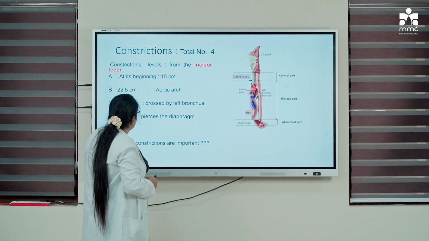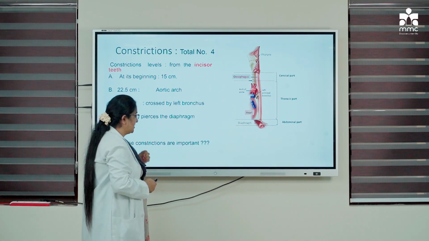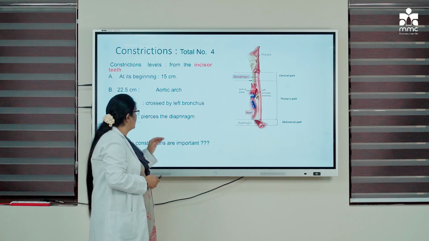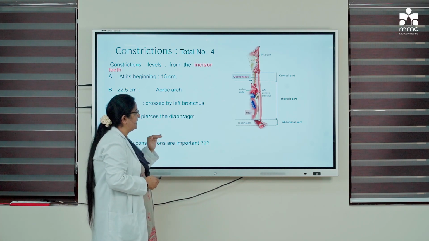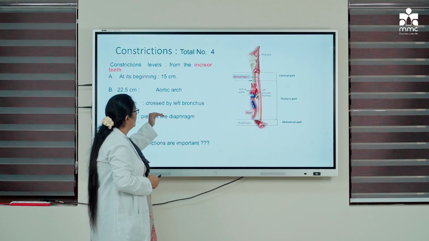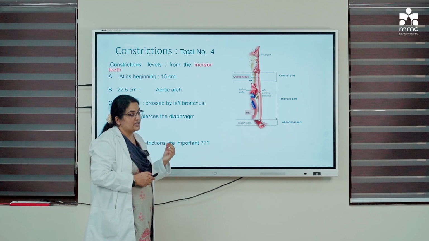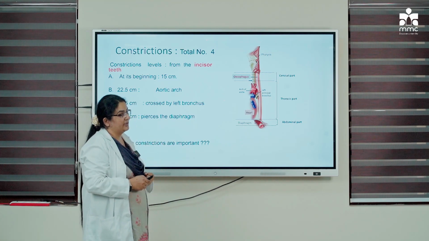Its level is 27.5 centimeter. Apart from that, the fourth constriction which we can see is when it pierces the diaphragm, at here, that is 37.5 centimeter from the central incisor teeth. Now the question is, why are these constrictions important for us?